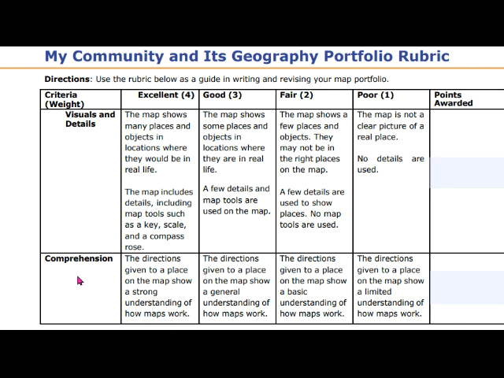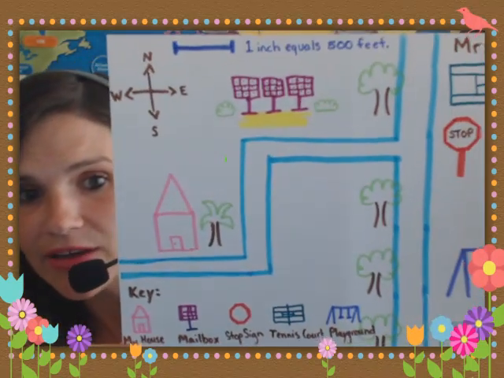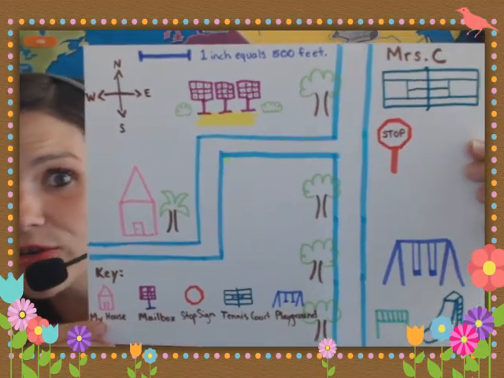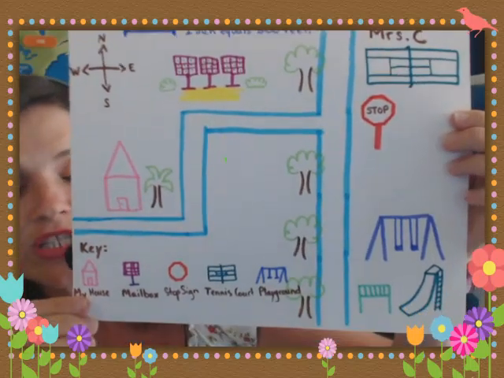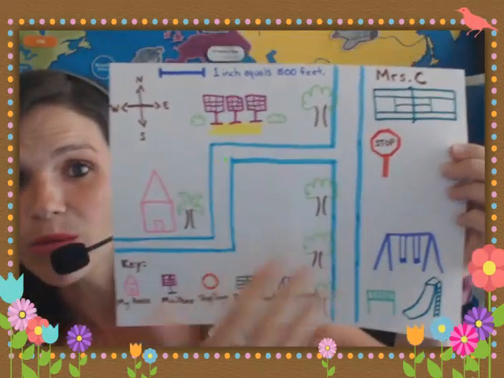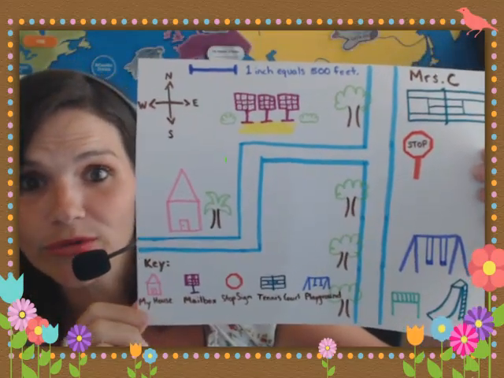Down here, there's another section under comprehension, and it also says the directions given to a place on the map show a strong understanding of how maps work. So first, let's look back at our map and talk about those extra features or details that I added. On my map, I have a lot of pictures. I've drawn pictures of every place that I'm going to. So I needed to explain to someone reading this map what those mean.